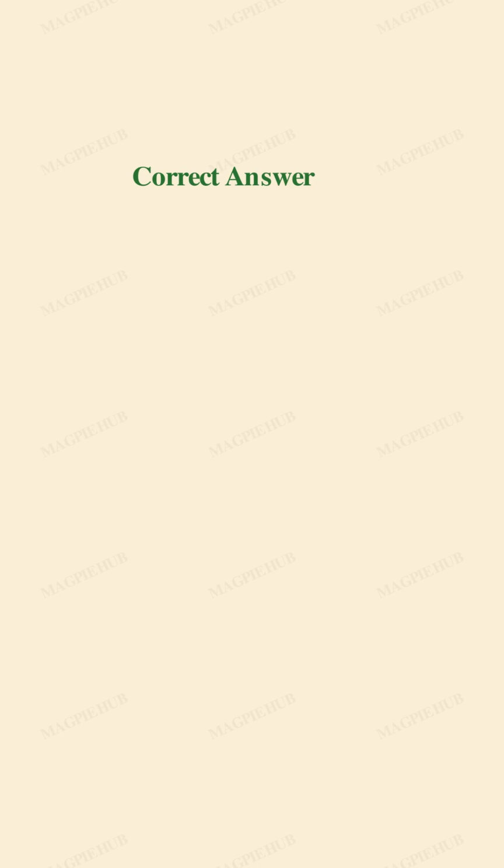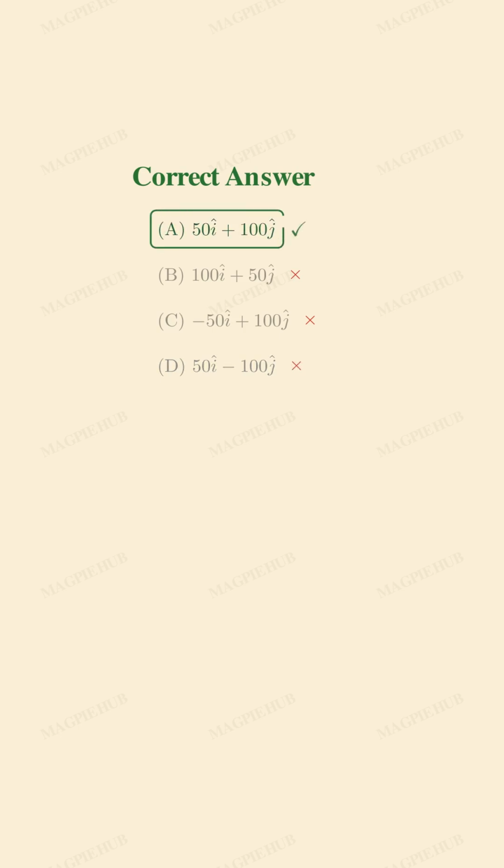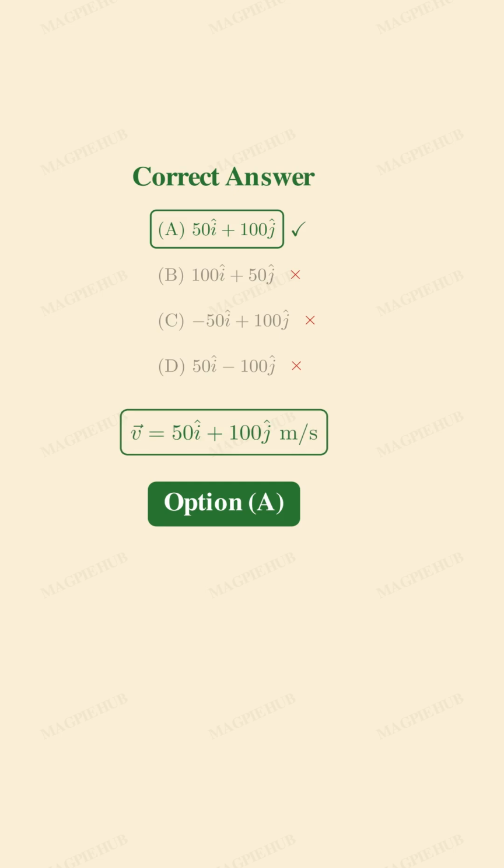Let's look at the options. Option B has Vx 100 and Vy 50, which is incorrect. Option C has a negative Vx, also incorrect. Option D has a negative Vy, incorrect. Option A gives v equals 50 i hat plus 100 j hat, which matches our calculation perfectly. The correct answer is option A.